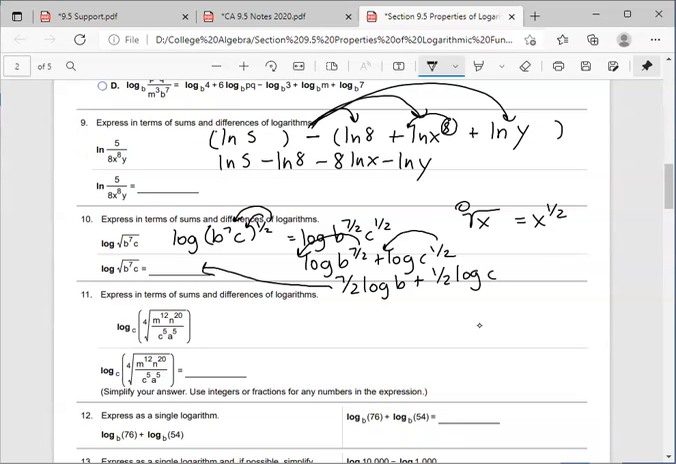That's the answer to that one. Doesn't this one look fun? Does to me, but I know it doesn't to y'all. Okay.